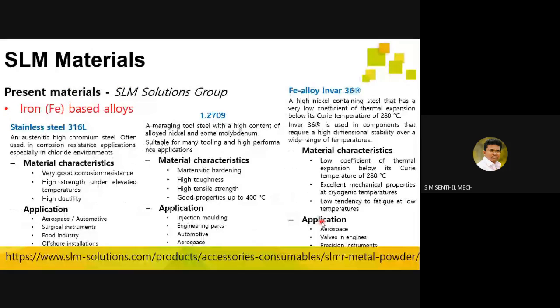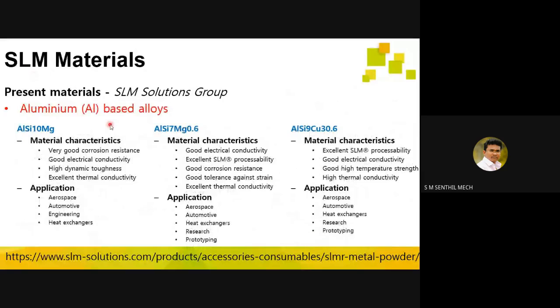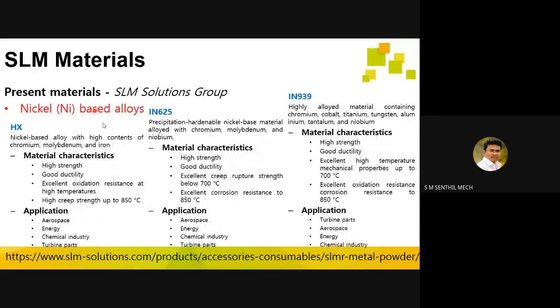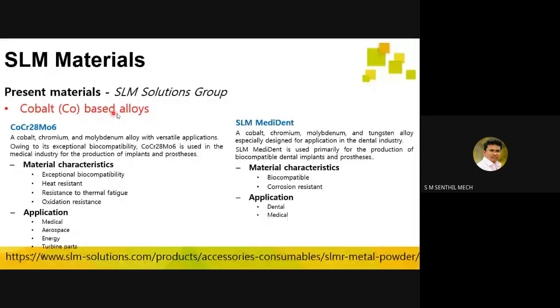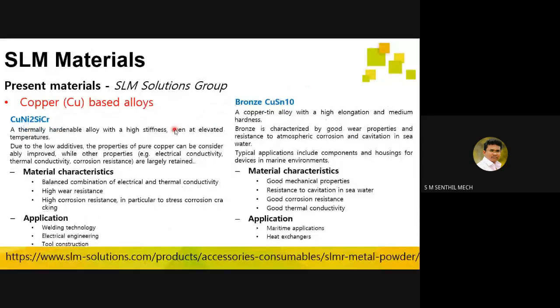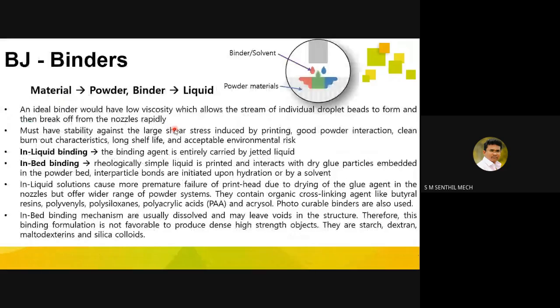So this is a quick glance through your materials, that is aluminum based alloys, the nickel based alloys, titanium based alloys, cobalt based alloys, iron based alloys, and copper based alloys. So these are the current materials that are trending in selective laser melting applications. Okay. Next is binder jetting. So you obviously know what a binder is. I hope everyone remembers it.